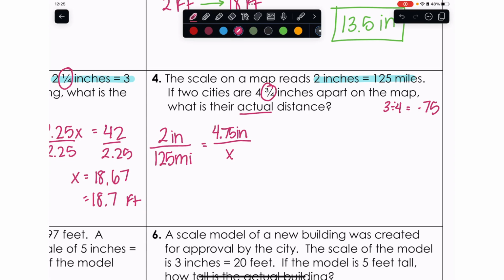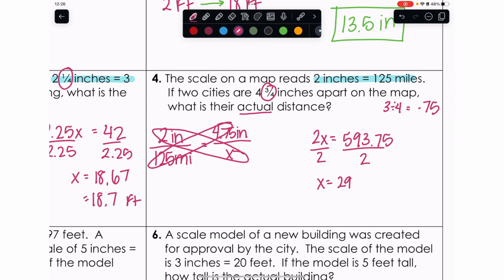So then I would cross multiply again, right? That's probably going to be the easiest method here. We can't do the shortcut. So we have this first circle in red up here, 2 times X. So there's 2X. And then my other circle is 125 times 4.75, which when we type that in, we get 593.75. So then we can divide to solve for X. So I'll divide by 2, and I get X equals 296.875. Okay, miles.